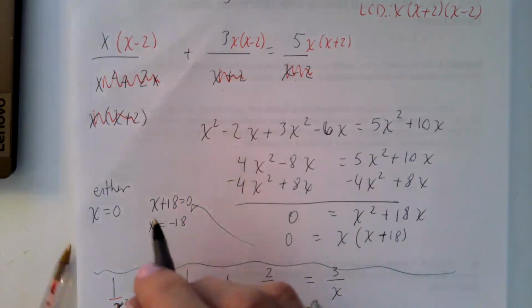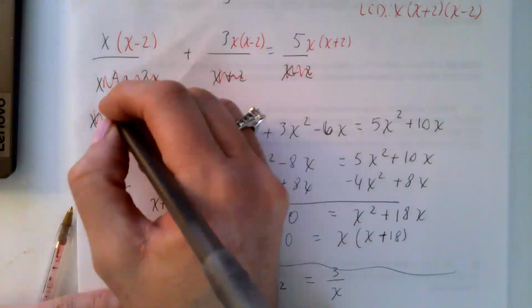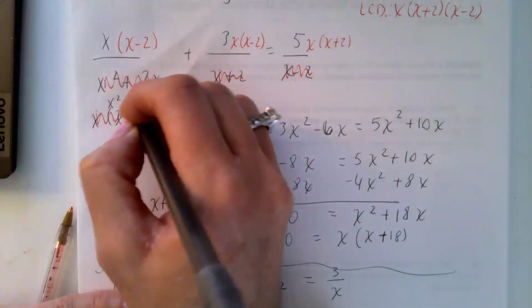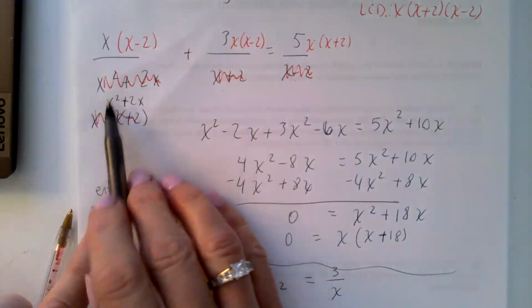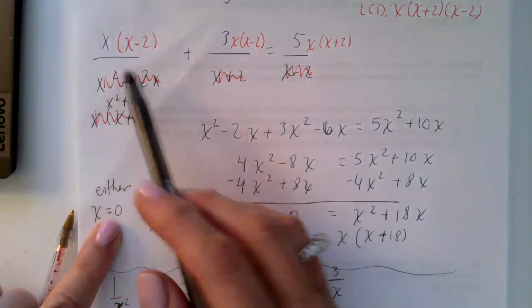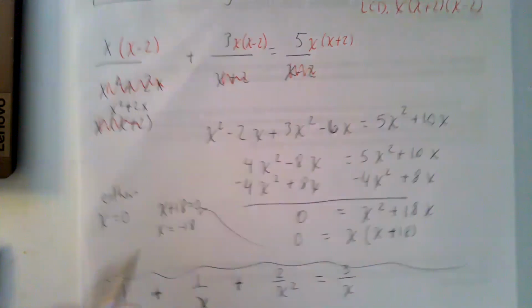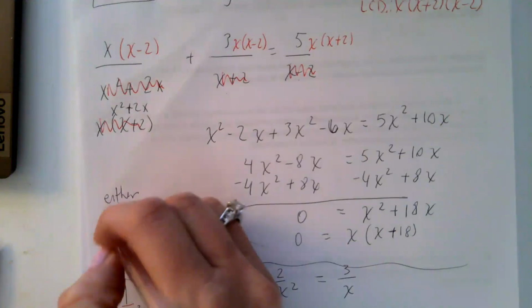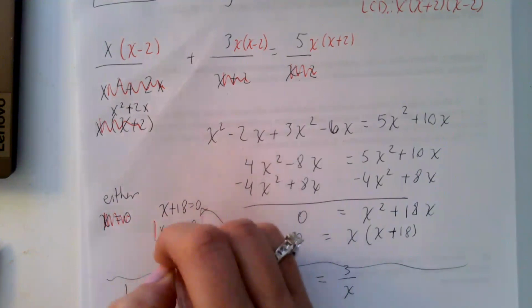Now, we just have to go back up to our original denominators. Remember, we had up here x squared plus 2x. Now, if we put a 0 in for x in x squared plus 2x, we're going to get a 0 denominator, which will create an undefined fraction here. So that answer cannot be used. So the only answer we can use is x equals a negative 18.